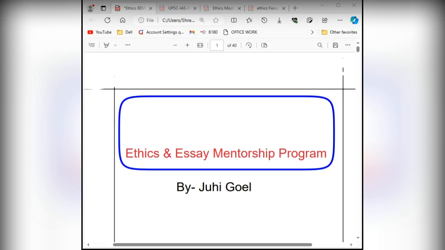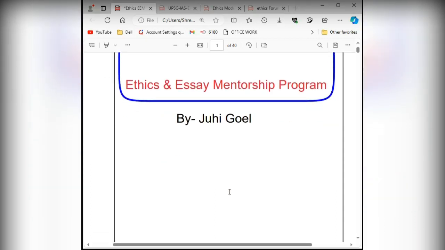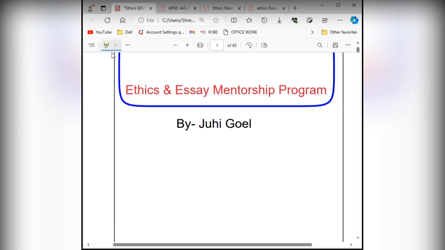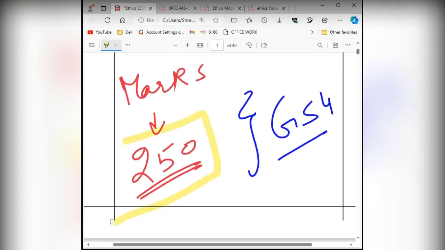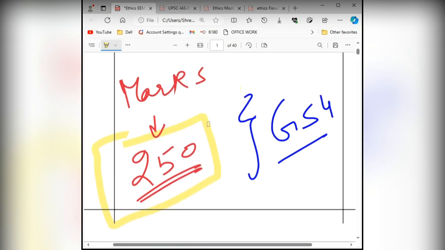GS4 is comprised of 250 marks. This is the program under the ethics and essay mentorship, which will be taken by me itself. In ethics there is no inclusion of any other subject. For example, GS1 has so many subjects, GS2 again has many subjects, then GS3, but in GS4 there is only a single subject, which is ethics, which we also call GS4.